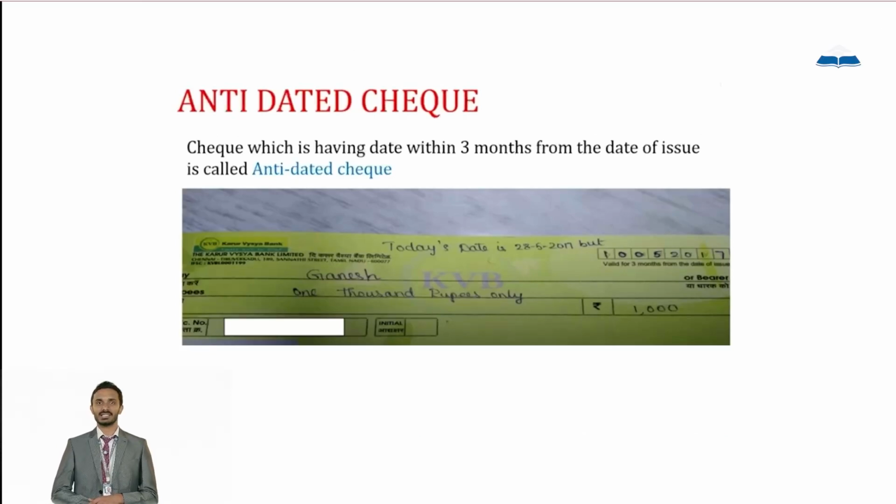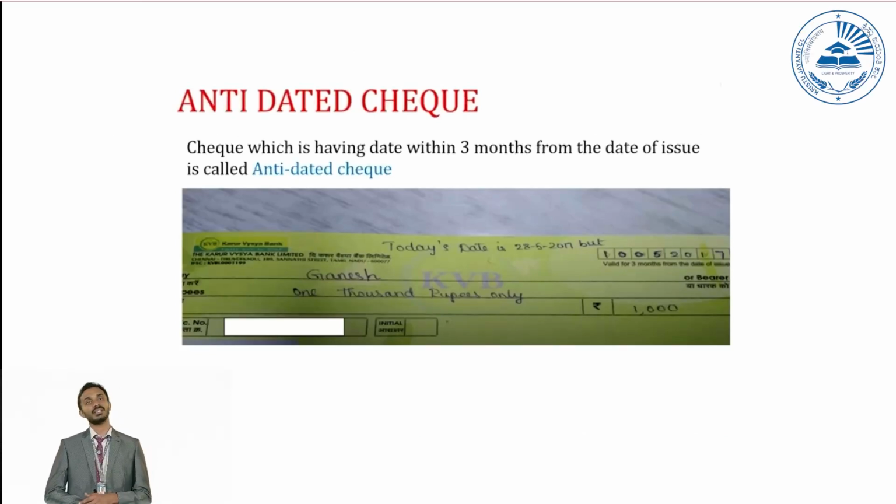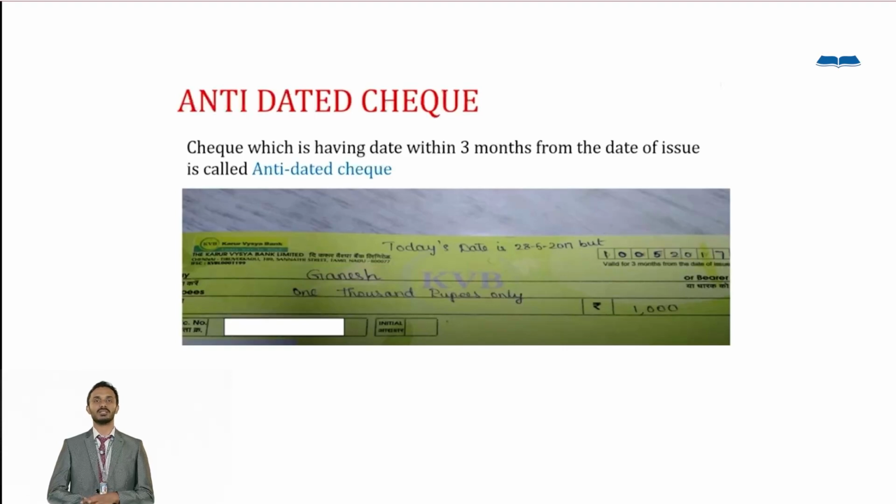Moving forward, antedated checks. Antedated checks means the date which is mentioned on the face of the check is earlier than the date of issue. As we know, in the Indian banking context, a check has a validity of 3 months from the date of issue. So if the date is earlier than the date of issue, there is no worry. If it is up to 3 months, it is valid, and those categories of checks are known as antedated checks.